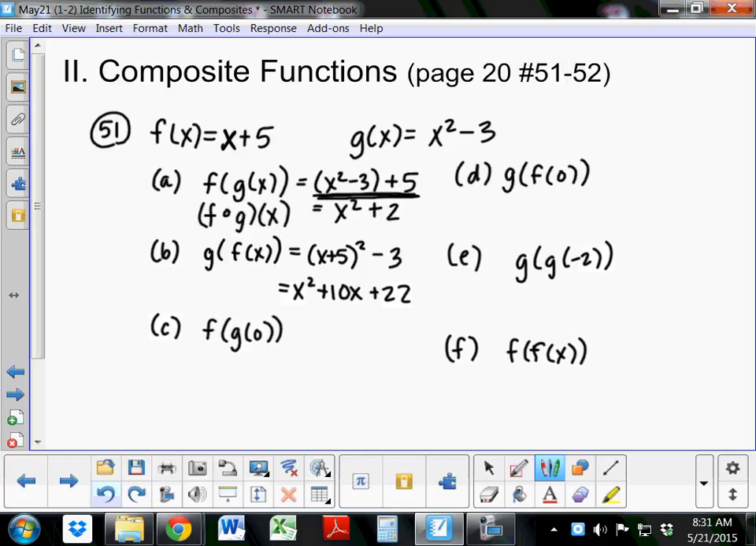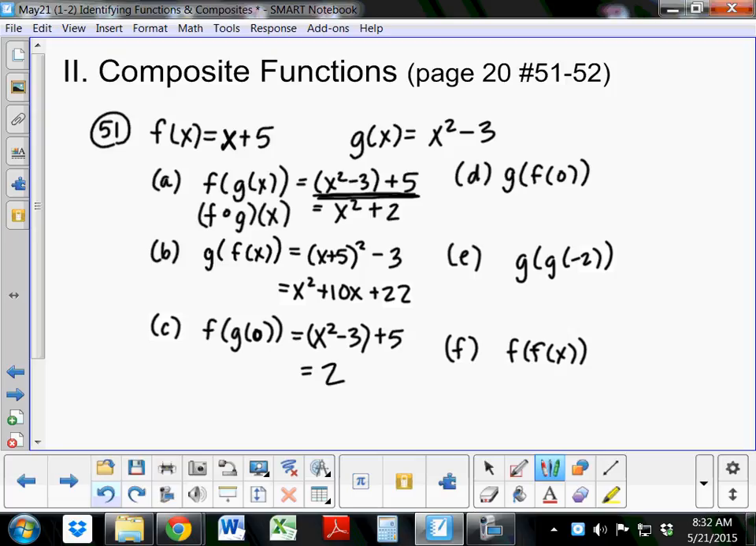In C, you're doing the exact same thing, only it says f of g of 0. It is x squared minus 3 plus 5, that's true. But the 0 in there is actually telling you what you're putting in for x. So you're going to get a number for this instead of a new function with an x in it. You're going to get a number by putting 0 into that function where you see an x. So my final answer is 2 if I put 0 in for x squared.